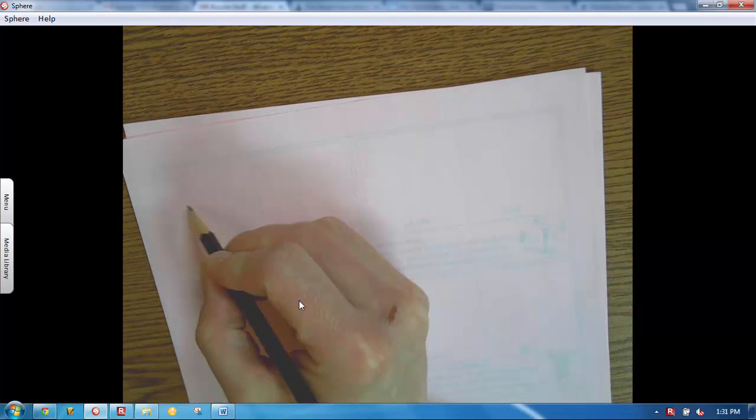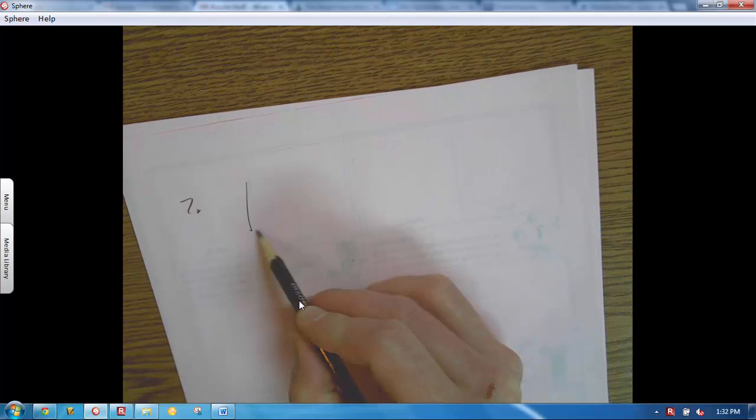Hey guys, going to walk you through an indirect measurement problem from your homework. The first one that we're going to take a look at here, actually the only one, is going to be number 7, and that can be found on page 284.